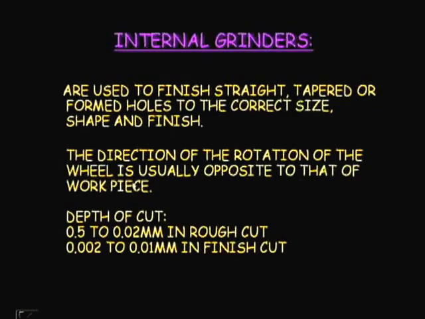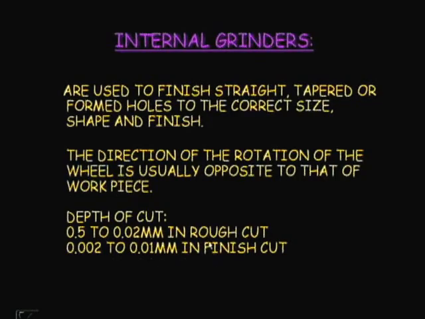The direction of rotation of the wheel is usually opposite to that of the workpiece, whereas in other grindings the wheel as well as the workpiece both rotate in the same direction, but in internal grinders it is in the opposite direction. Now, how much depth of cut can be taken in internal grinders? 0.05 to 0.02 mm in rough cut, whereas 0.002 to 0.01 mm in a finish cut.